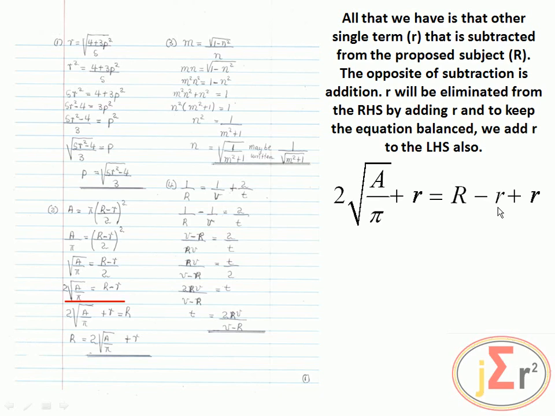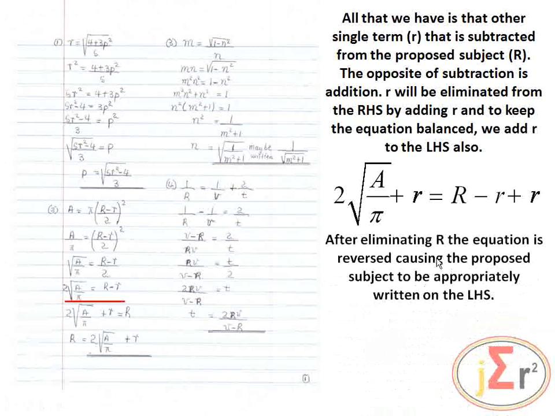We really intend to eliminate it from here, but we cannot just add R to that right hand side. It is an equation. If we do not balance the equation, then everything will be out of whack. Therefore, we need to add R to the left hand side also. So that will cause the lowercase r to be eliminated. After eliminating R, the equation is reversed, causing the proposed subject to be appropriately written on the left hand side.